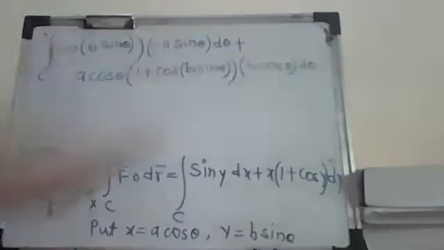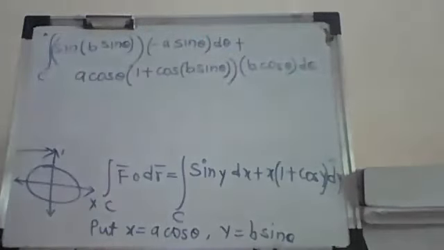You can simplify this by putting b sin theta as t, and then you have to put the limits accordingly. The limits will be 0 to 2 pi only. But then it will take time. You'll be able to solve it, that is not a problem, but it will take time.